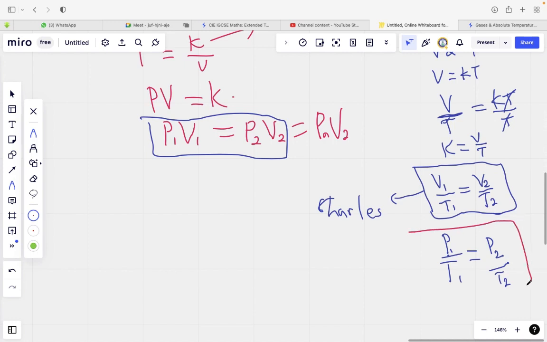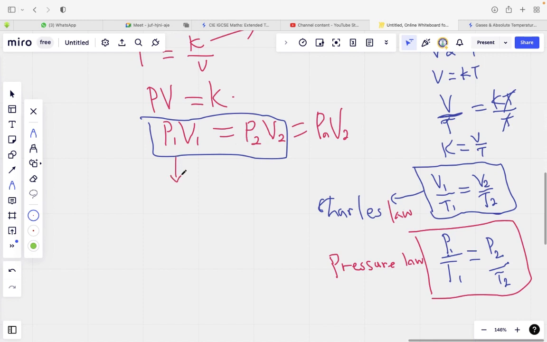Okay, this is a pressure law. So I just summarize them here. Whatever they say there, we only look at calculations. So I've given you the law. This is pressure law formula. This is Charles' law formula. And this is Boyle's law.